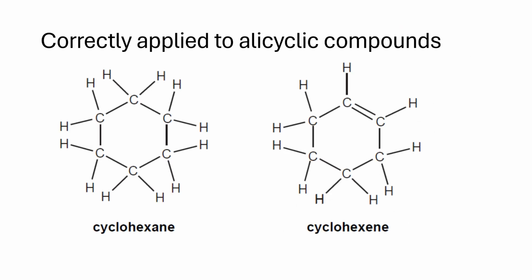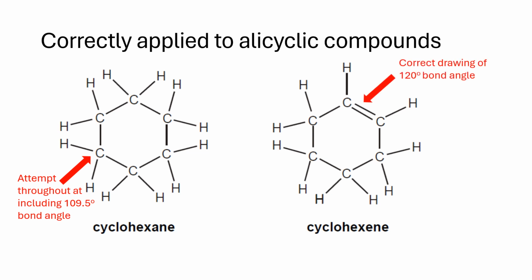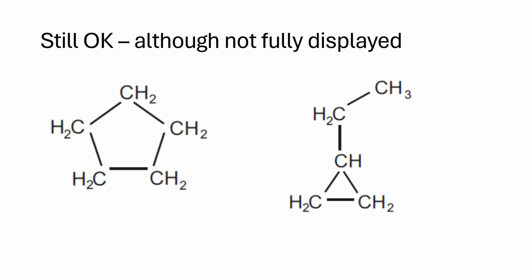So in alicyclic compounds like cyclohexane and cyclohexene, it's a good idea to try to attempt throughout to include the 109.5 degree bond angle, which is obviously present, and also the correct drawing of the 120 degree bond angle in the case of cyclohexene. These are still fine. The right atoms are shown as bonded by the solid lines. There's no inadvertent bonds between a carbon and a hydrogen that shouldn't happen, for example.